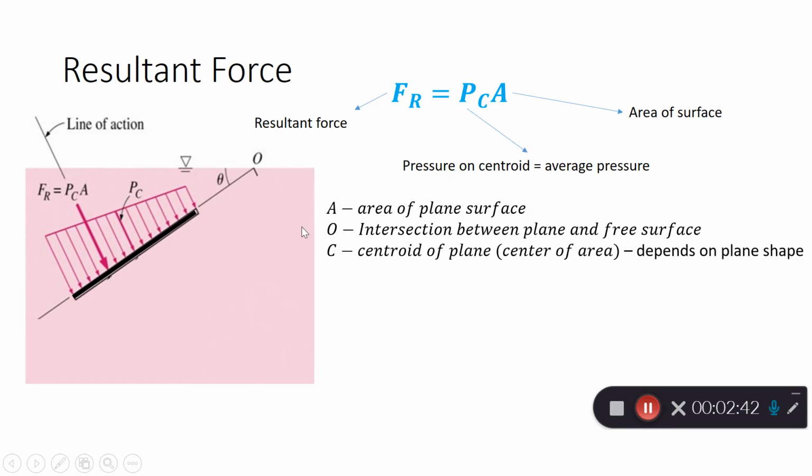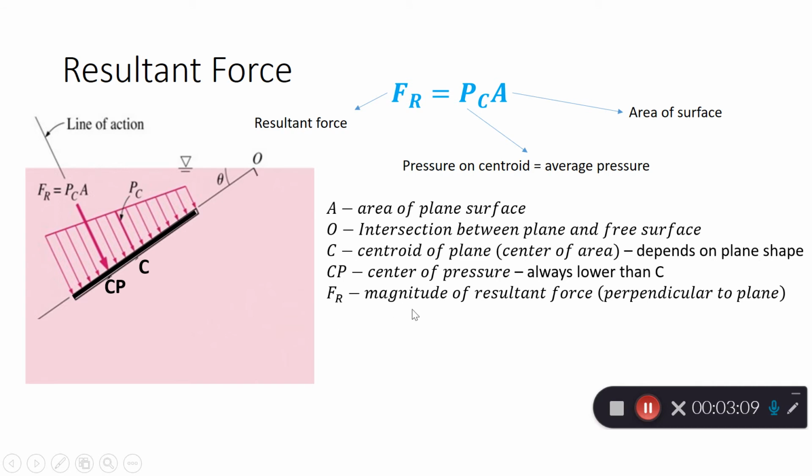And then we also have the centroid, which is the center of the area. This depends on the shape of the plane. Assuming this is, let's say, a rectangle, obviously the center is at the center here, which will give you C at this point. And then we have the center of pressure, just like in the vertical plane, it's always lower than C. So let's mark it somewhere there. And then we have Fr as the magnitude of the resultant force, and this is always perpendicular to the plane. Fr is the resulting force coming from the pressure here.